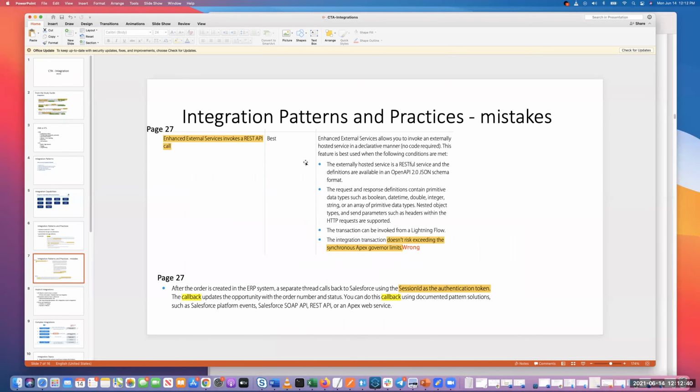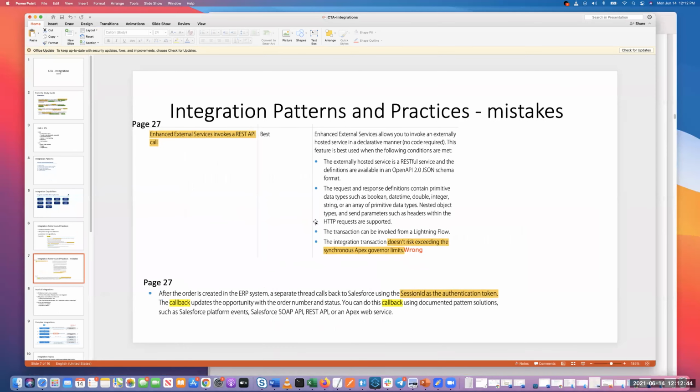I want to highlight two mistakes that they have in the book. One is in the external services section. It says Apex governor limits don't apply, but I think in the latest version they removed this, so they corrected it.